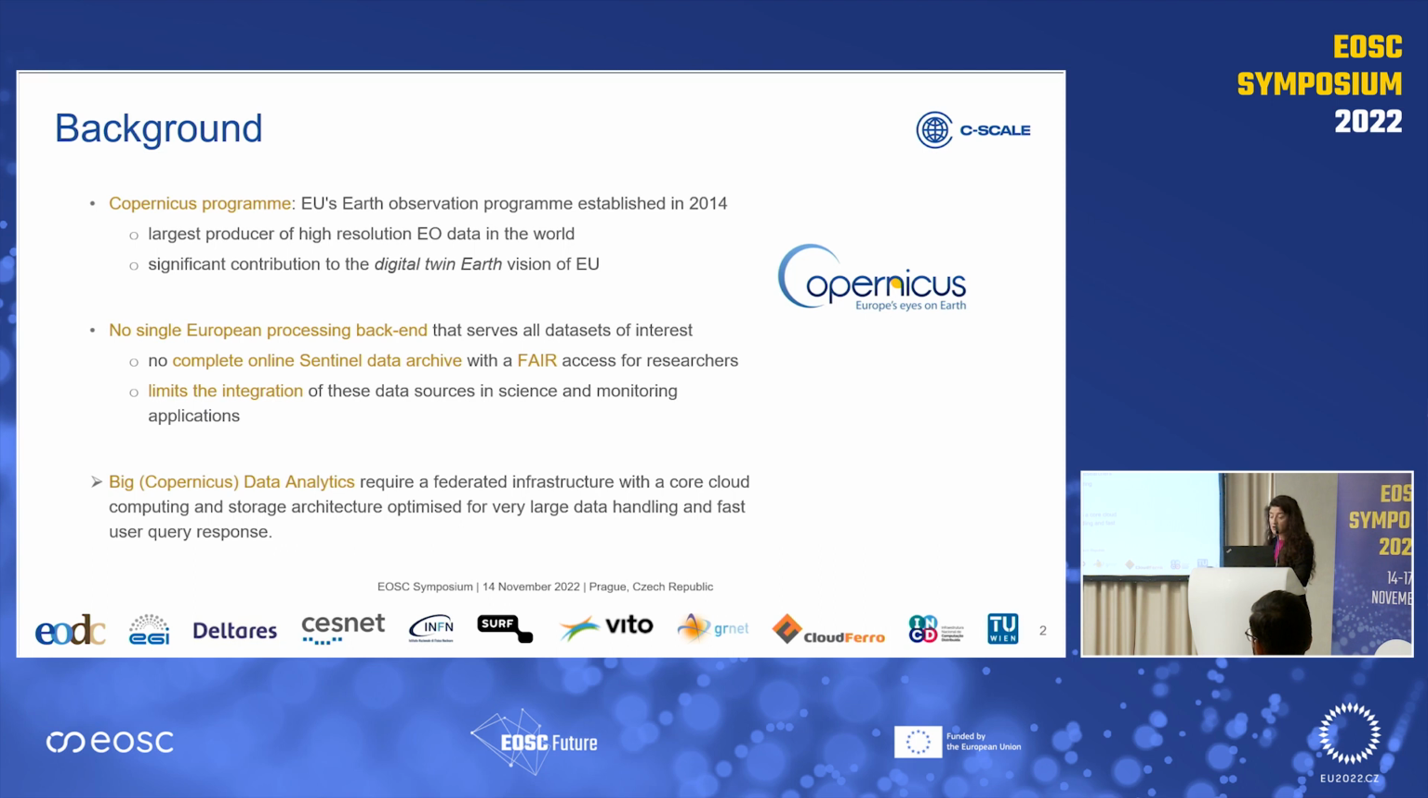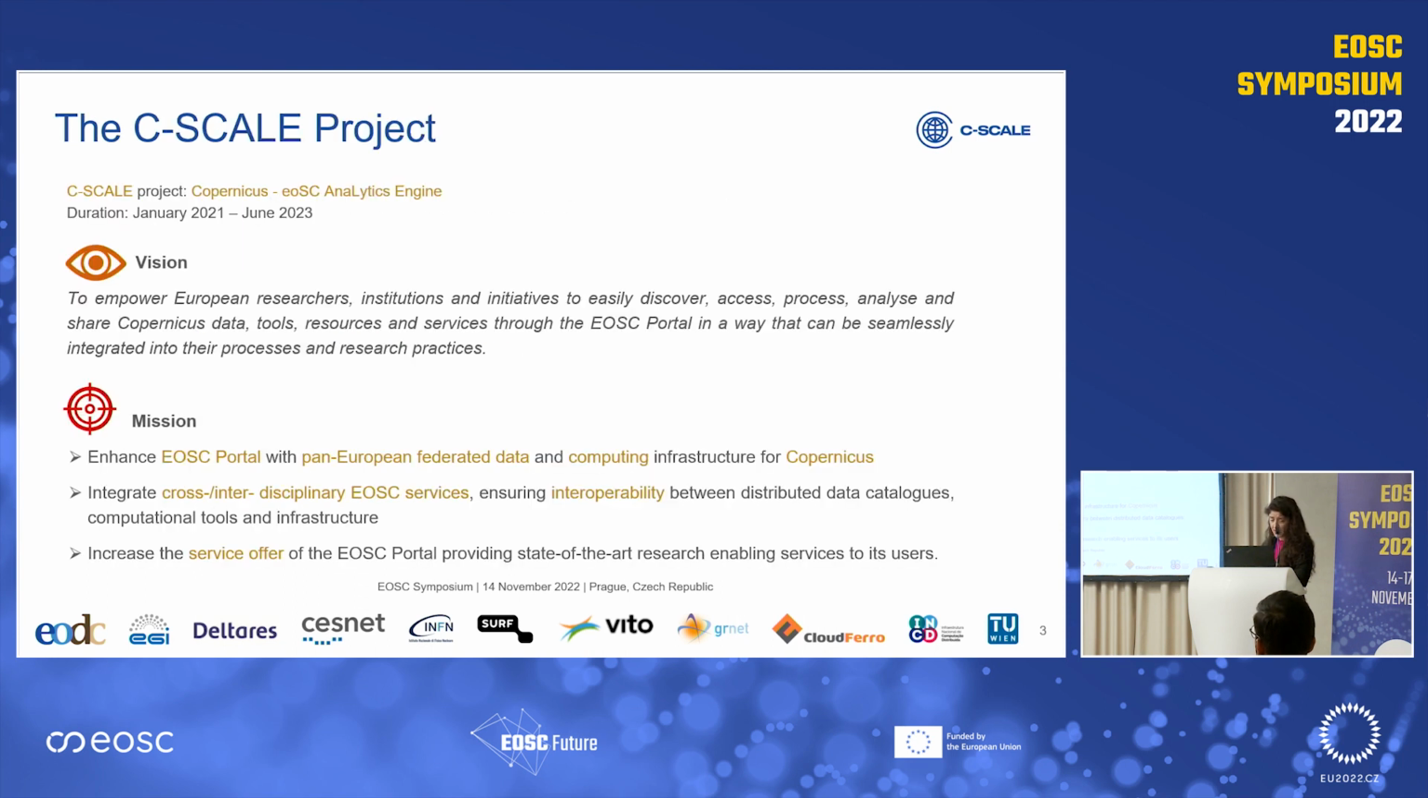Researchers cannot easily access a complete online Sentinel data archive, especially in a fair way. Therefore, the big Copernicus data analytics principle came as an idea, and this is what this project wants to address. It started in January 2021. It is a Horizon 2020 project, and it's going to last until June 2023. So we're now running in the second half of the project.